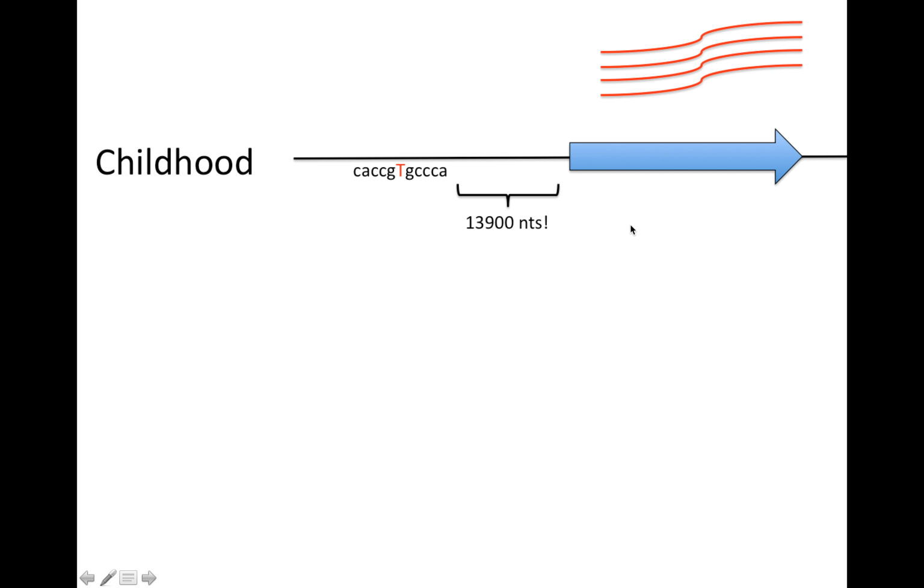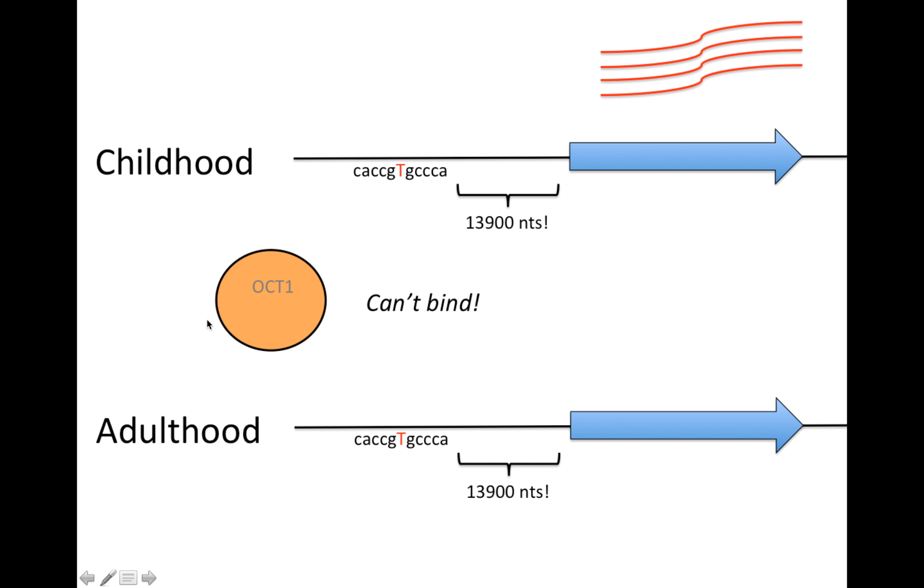So childhood, it's the same deal, but then in adulthood, though, they have functional OCT1 proteins. Those proteins cannot bind to this binding site, and therefore they cannot block production or expression of lactase from this lactase gene. And so these individuals in adulthood have the same expression that they had in childhood. So these individuals, because they're expressing lactase in adulthood, are lactose tolerant. We call them lactose tolerant. They can tolerate lactose, they can digest lactose in adulthood just like in childhood.